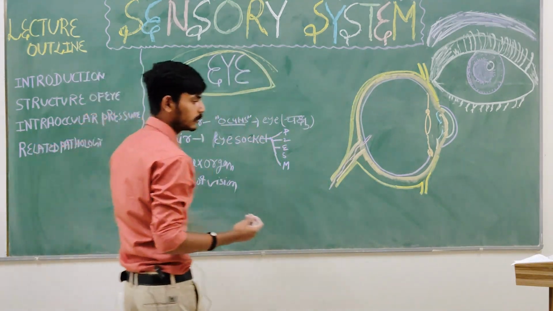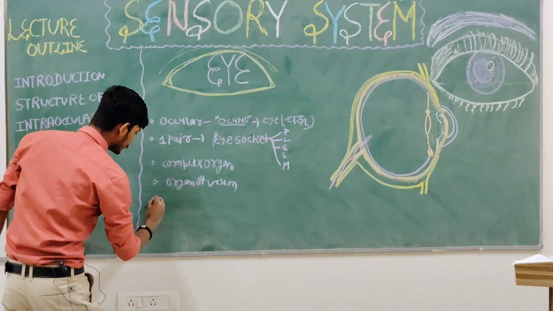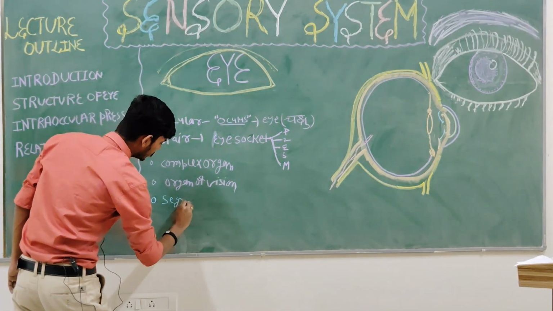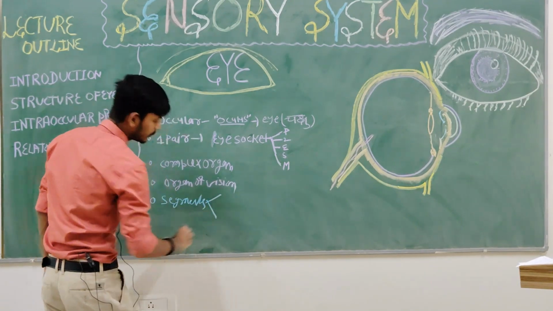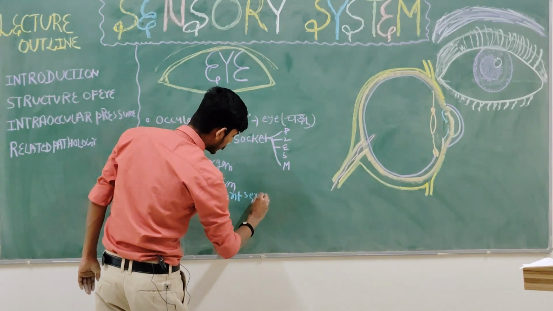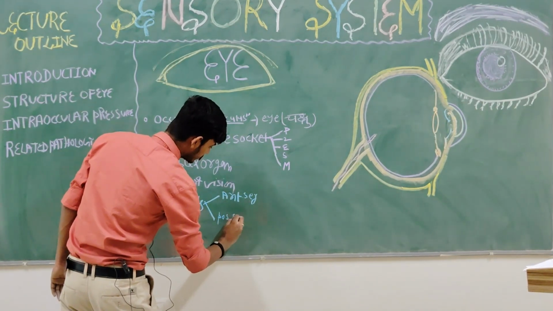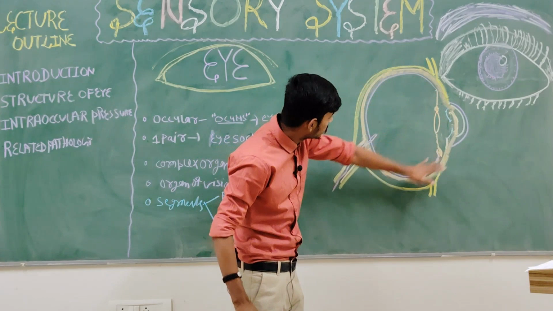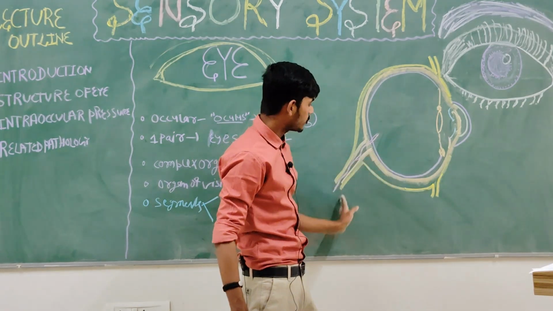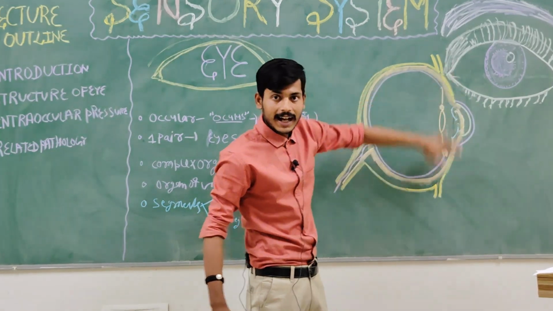First you should know that the eye is divisible into two segments. We talk about the segments of the eye. The first one is called the anterior segment, and the next one is called the posterior segment. Half of the anterior portion is visible here, but the other half is not visible. The portion which we see directly is called the anterior segment.